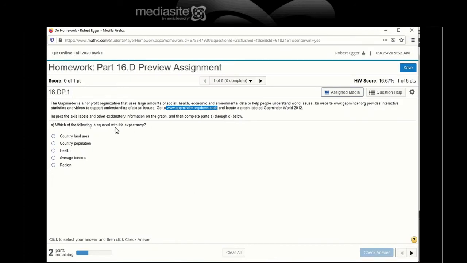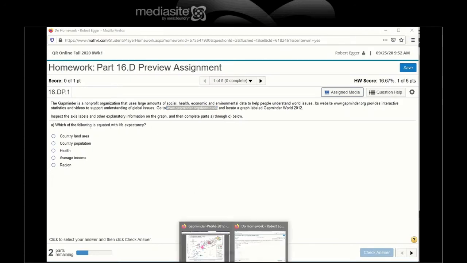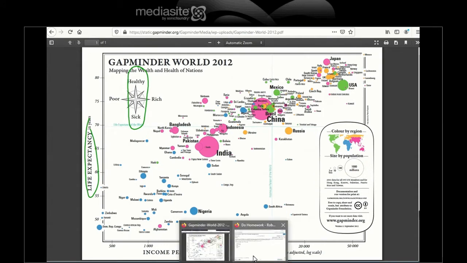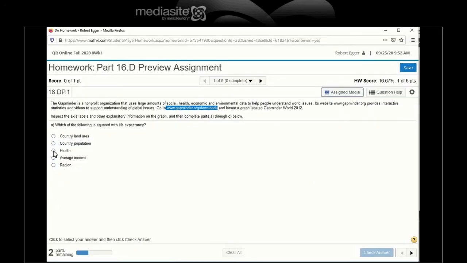Which of the following is equated with life expectancy? Remember, when we're looking at life expectancies, that is the north-south item, and it would appear that life expectancy correlates to health and well-being. Region is the bubble color, or the legend. Income is the x-axis. Population is the bubble size. It's definitely health for this one.